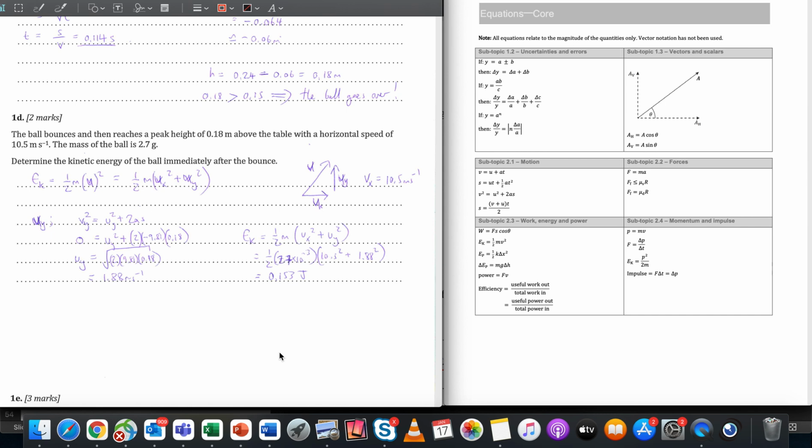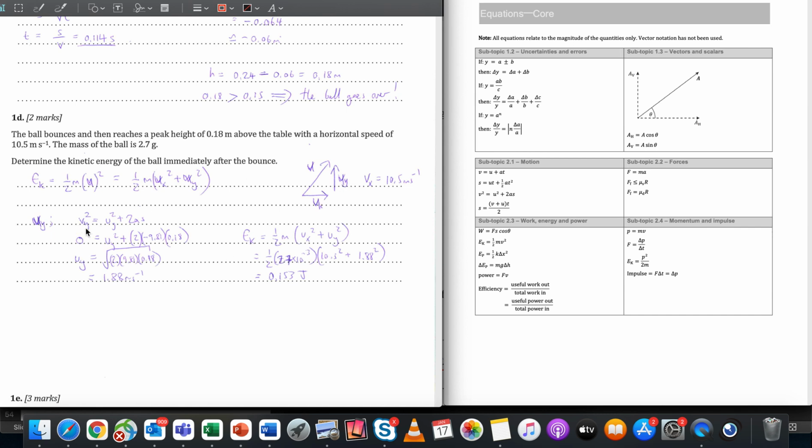Key point about this one is that when the ball leaves the ground, it actually has a horizontal and a vertical component. It does not only have a horizontal component. So what you're tempted to do here is half mv squared and simply put in that v value of 10.5. Well, actually, we have to think a little bit more about the y direction, because it has a y component.